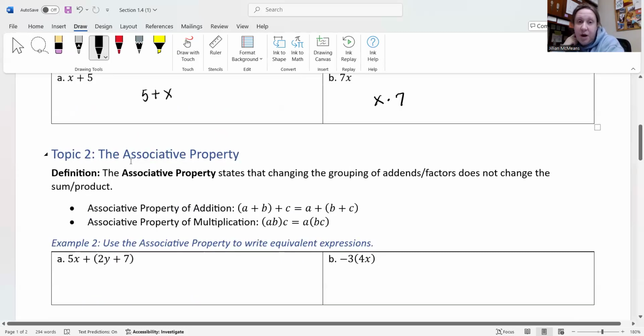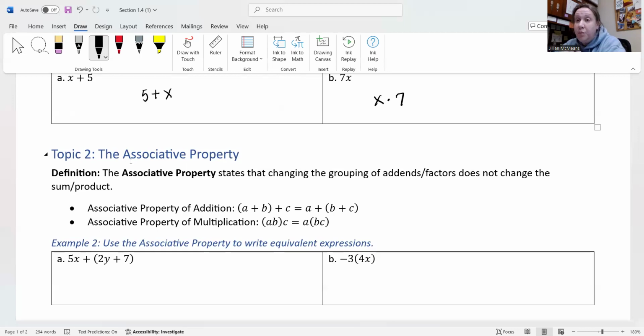Okay? Now, the next property is the associative property. So the associative property states that changing the grouping, and remember, when we talk grouping, it's like we group things inside parentheses or grouping symbols. Changing the grouping of addends and factors does not change the sum or product. So again, this property works for multiplication and addition only. This would not necessarily work with subtraction or division, okay?